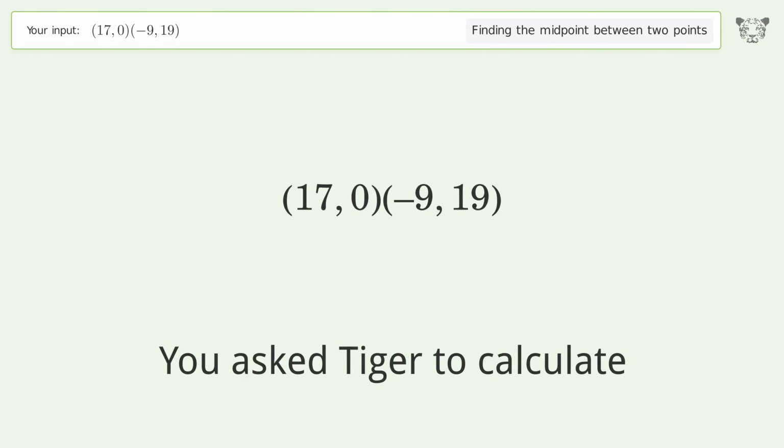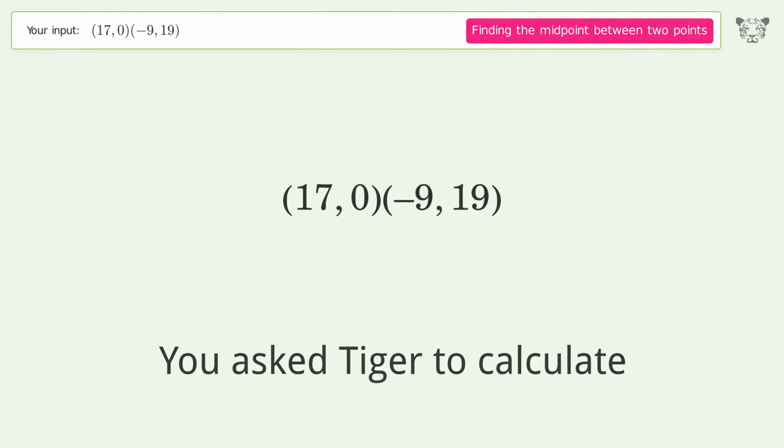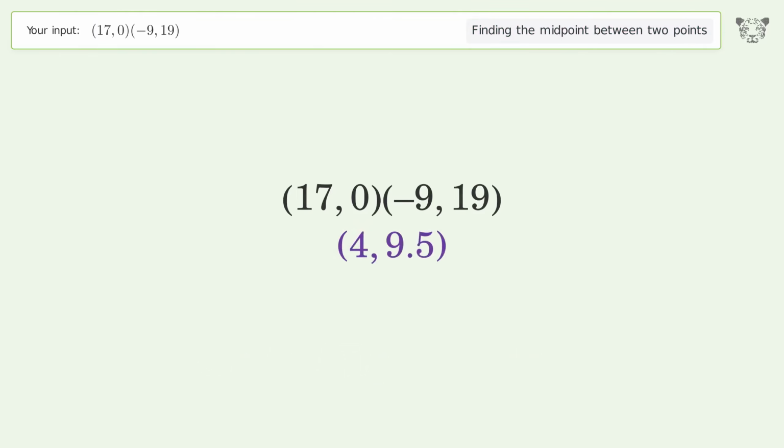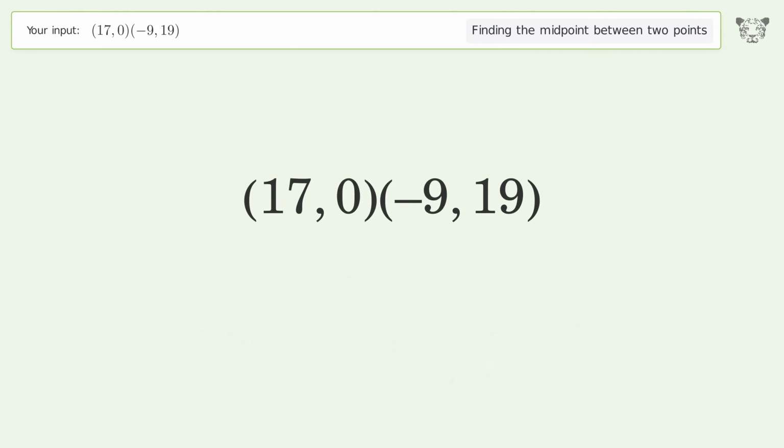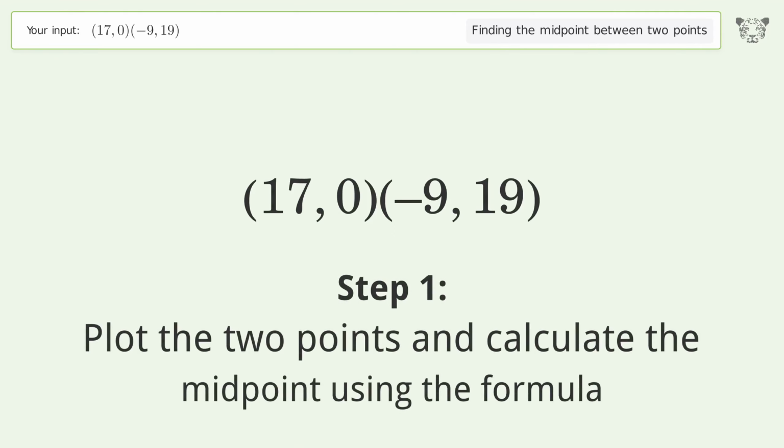You asked Tiger to calculate. This deals with finding the midpoint between 2 points. The midpoint between the 2 points is 4, 9.5. Let's solve it step by step. Plot the 2 points and calculate the midpoint using the formula.